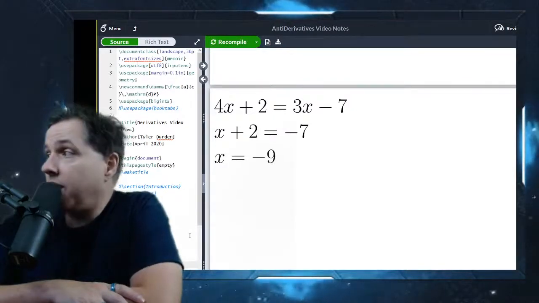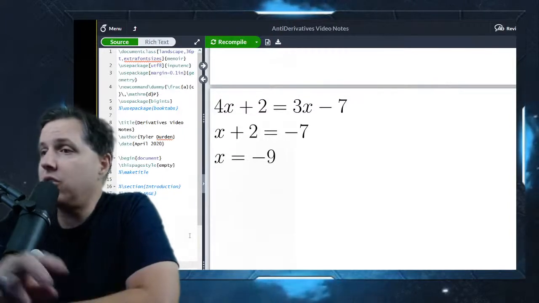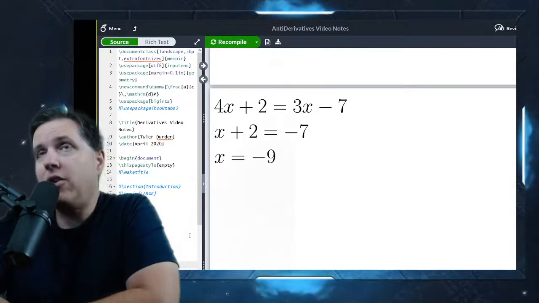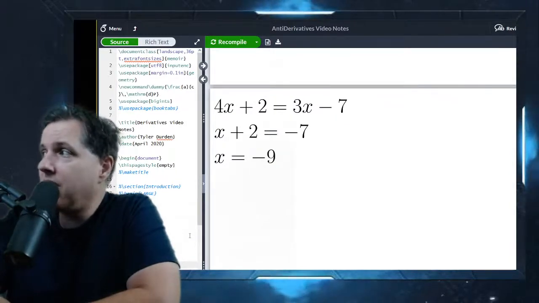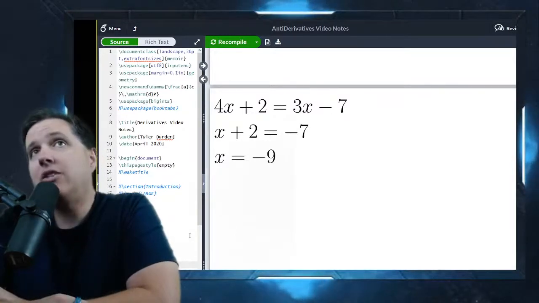Okay? So if I did it right, that's our answer. Should be negative 9. So all I did here was I used the same tool twice. I used it one time to subtract the variable term from both sides of the equation, and I did it once to subtract a constant from both sides of the equation, and I got my answer of negative 9.